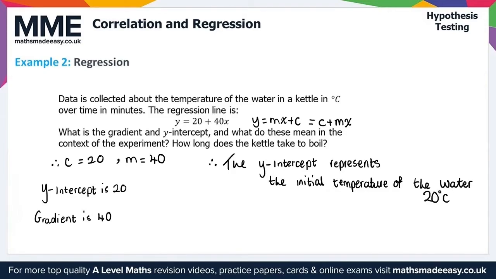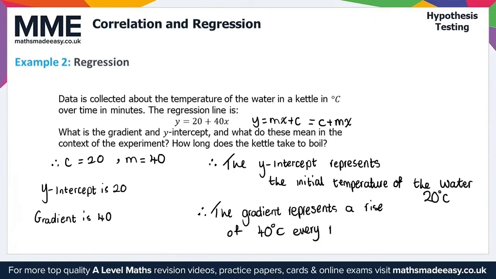For the gradient then, what the gradient tells us here is this represents a rise of 40 degrees Celsius every minute. So therefore the gradient here represents a rise of 40 degrees Celsius every minute. So what that's told us now is the gradient represents a rise of 40 degrees Celsius every minute.